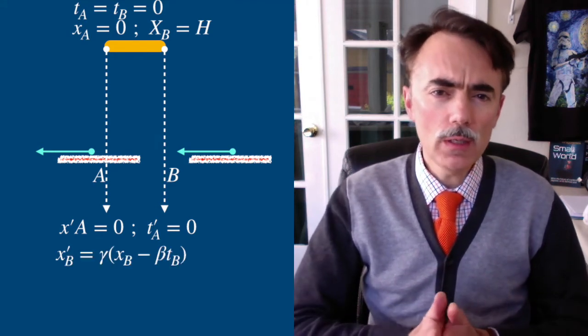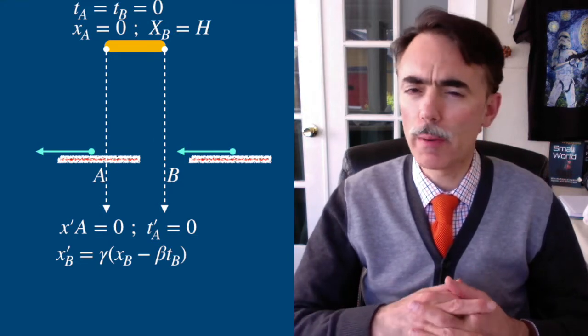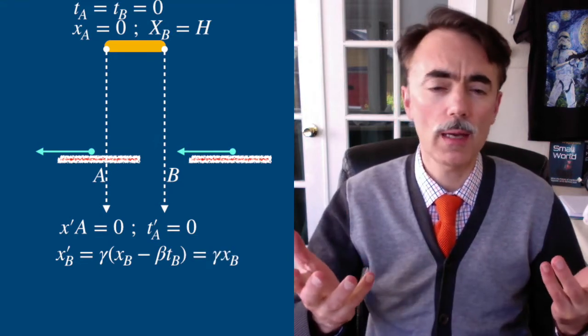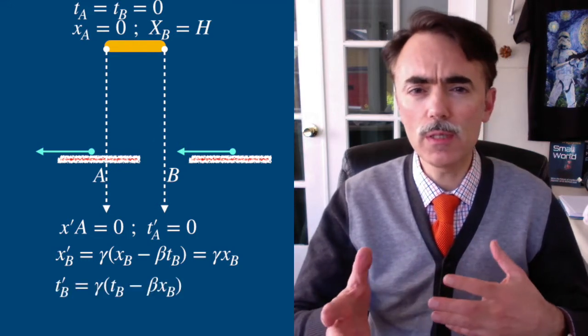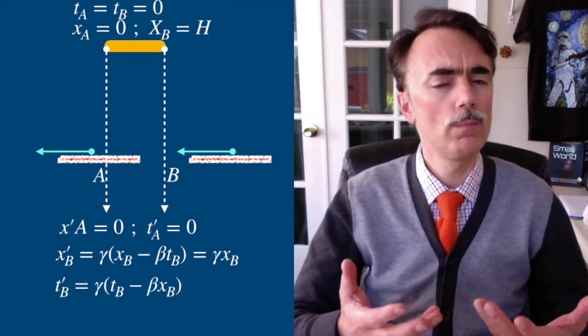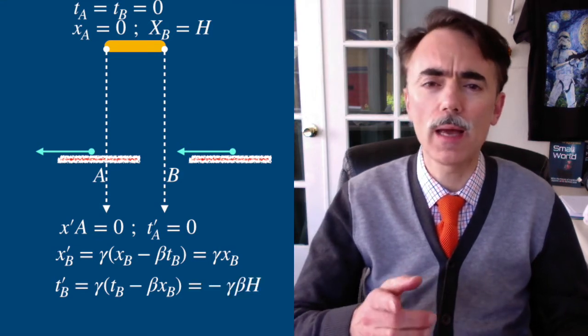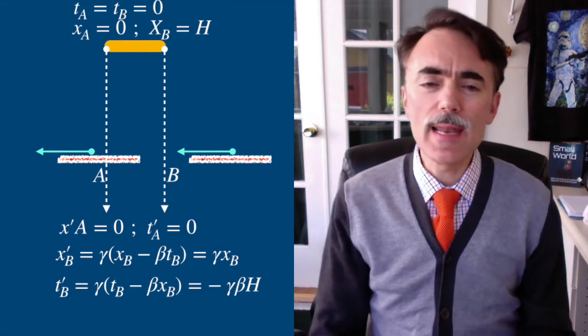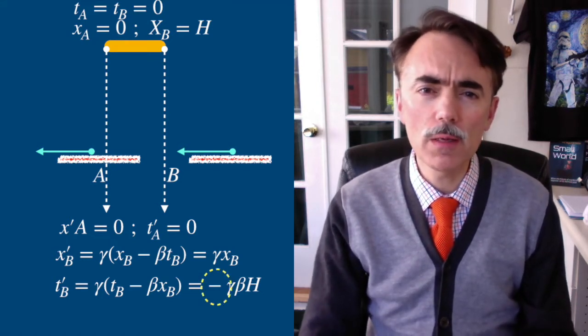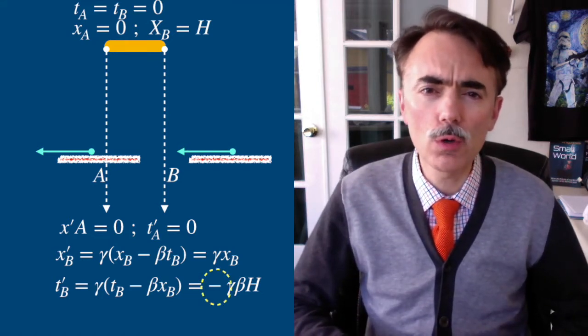x prime B is gamma times (xB minus beta tB), so gamma times xB. Also, t prime B is gamma times (tB minus beta xB), so minus gamma beta xB, which is minus gamma beta h. This is a negative time. This means that this event happens earlier in time than event A.